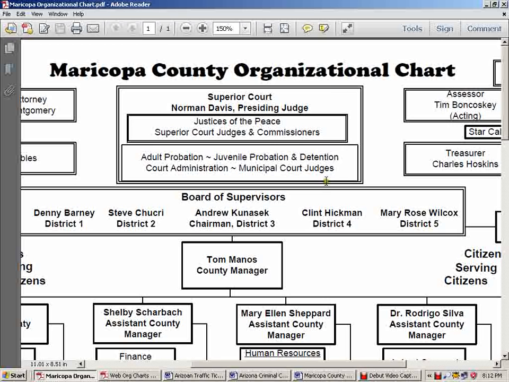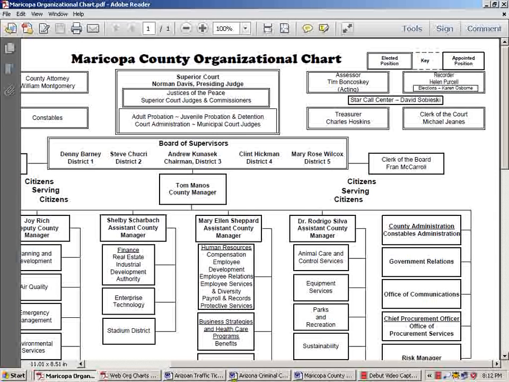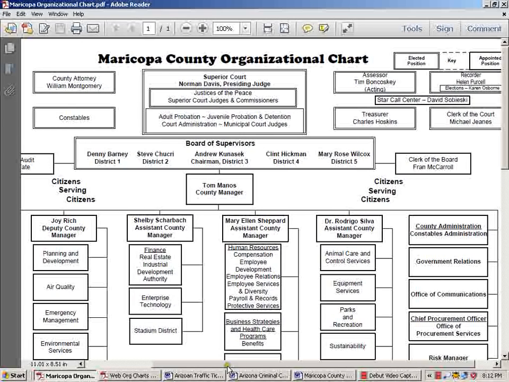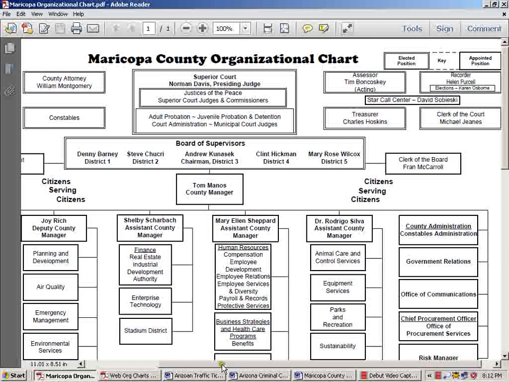Whereas this is the Maricopa County organizational chart. We'll back it out for a little bit. All right, this one's a little more complicated looking. You've got the courts up here, right? So this is the judicial branch sitting on the top. And everybody in a double box is an elected officer. So those are all elected officers. The Board of Supervisors are elected officers.